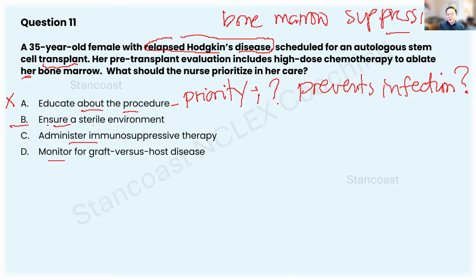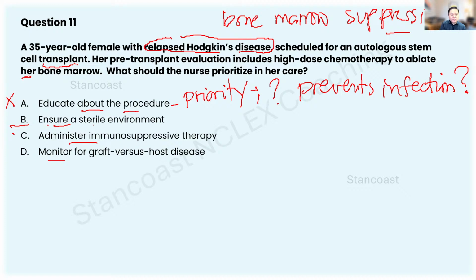They are easily going to get any opportunistic infection, so we have to ensure a sterile environment for this patient, okay? It is going to be easily compromised this time if we're not going to practice this strictly. And especially with a stem cell transplant, this is going to require a whole lot more of sterility procedure or sterile procedures. Now, taking a look into letter C right now, administer immunosuppressive therapy.